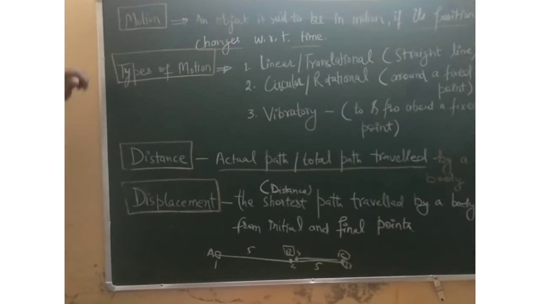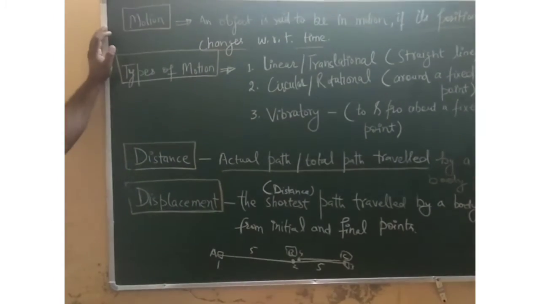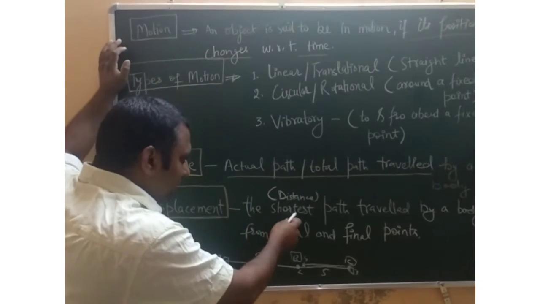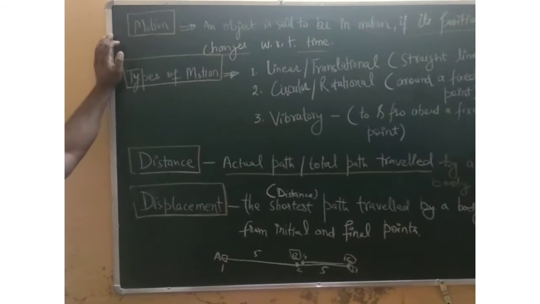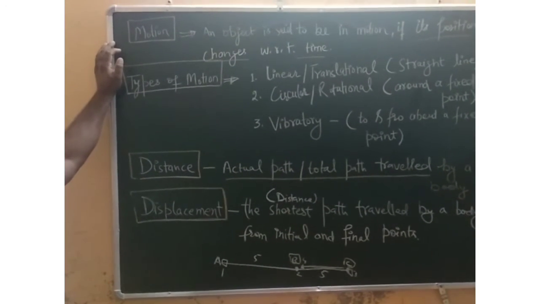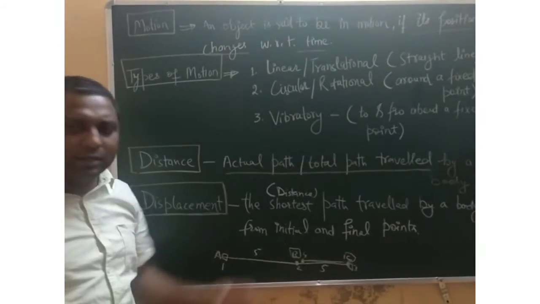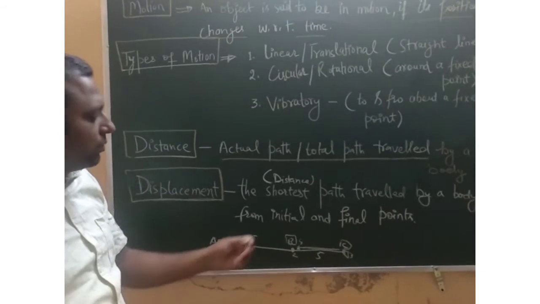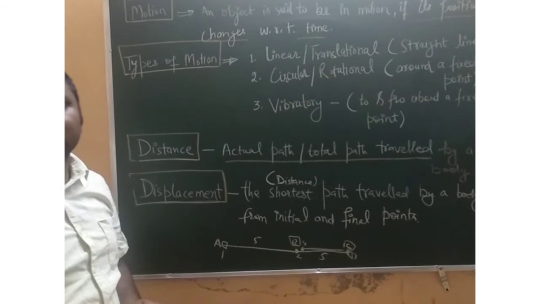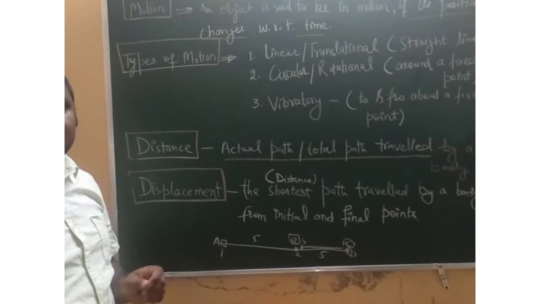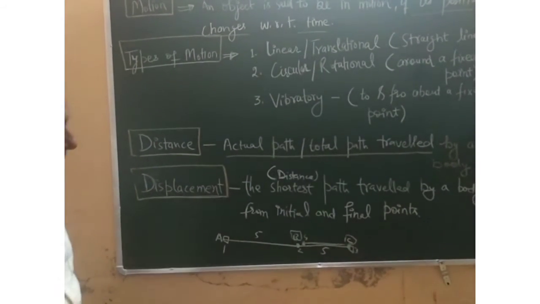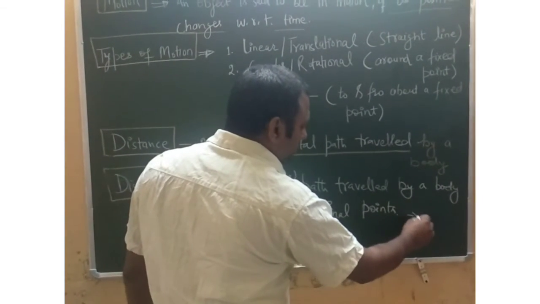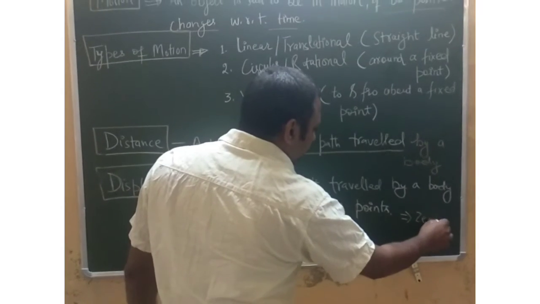Now, what about displacement? Displacement is the shortest path, or you can say it is the shortest distance traveled by a body from the initial point to the final point. So we have to calculate displacement using only the initial and final points. If the initial and final points are the same, then the displacement is 0.